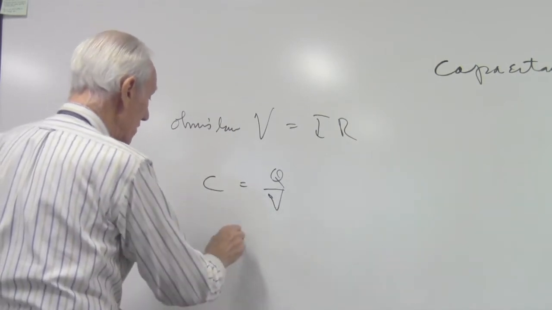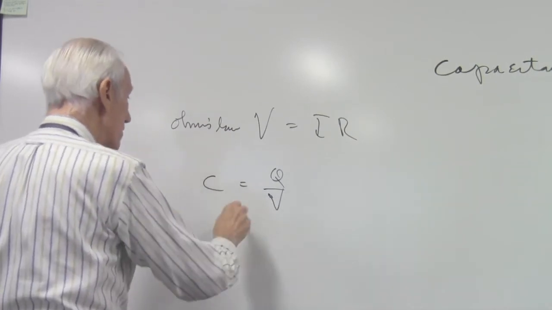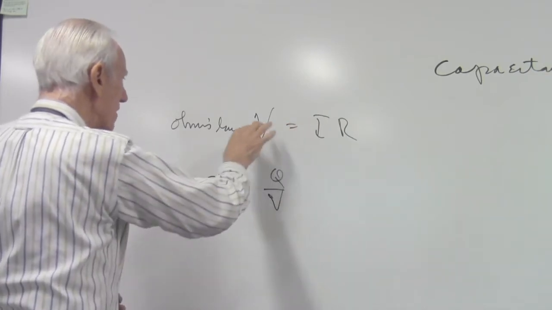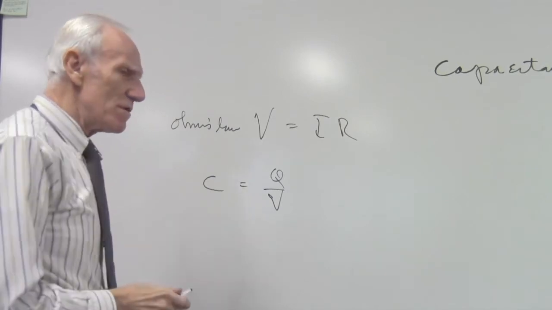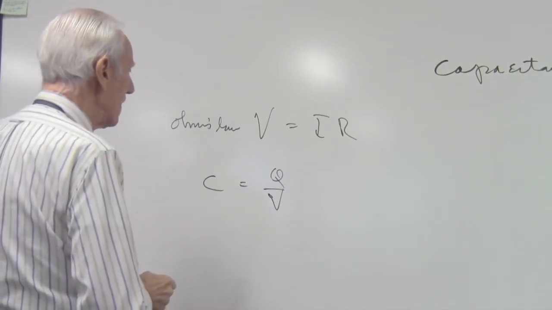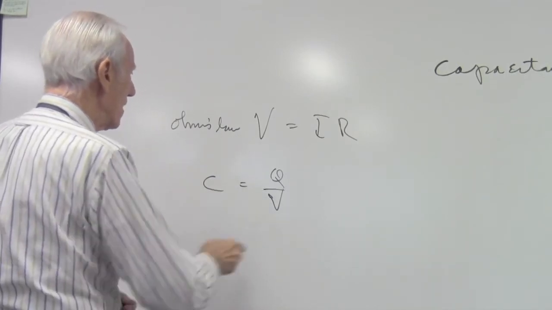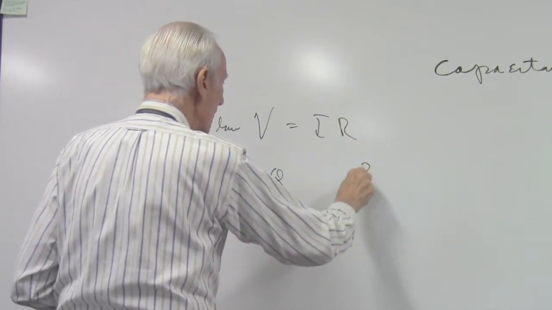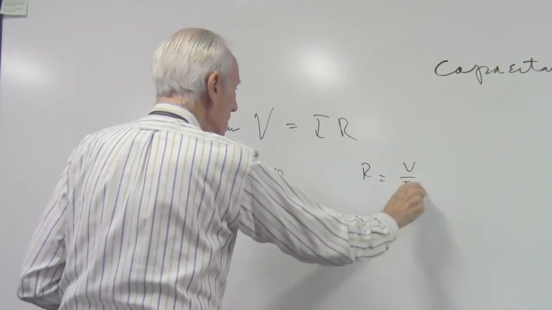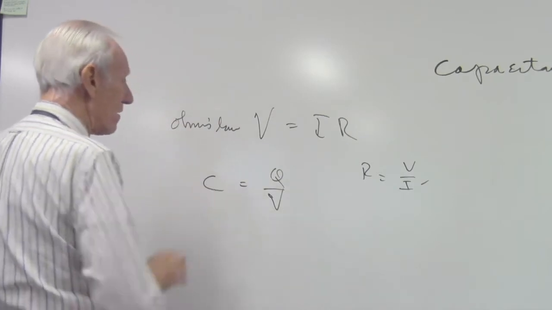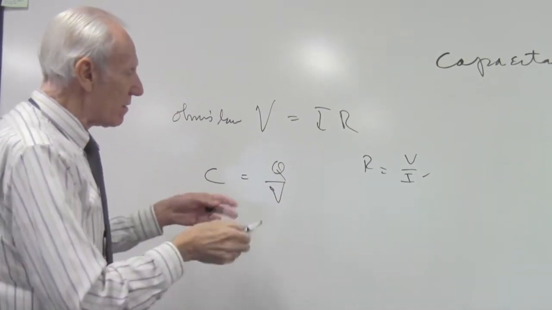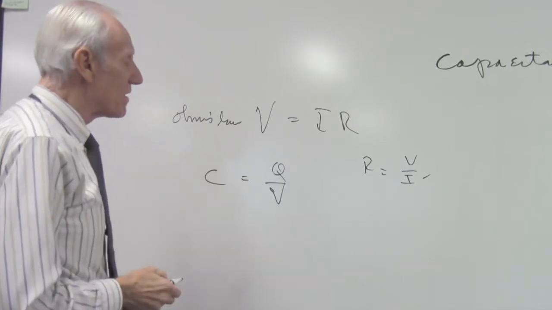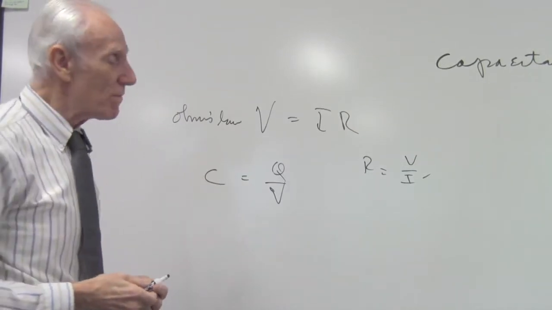We can rearrange this. First of all, you'll notice that in this expression, the voltage is upstairs, and in this expression, the voltage is downstairs. What that means is, when we calculated the resistance values, they were V over I, right? When we calculate the capacitance values, they're Q over V. So that little mathematical difference, that inversion here, is going to show up in our formulas.